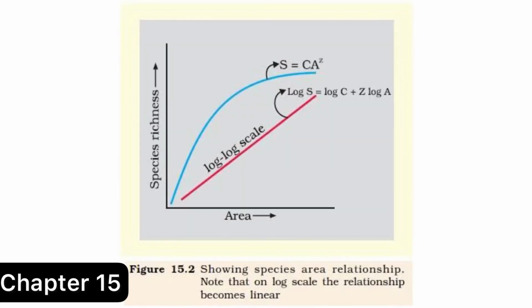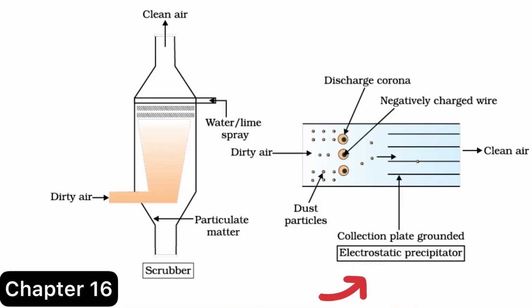Chapter number 15, Biodiversity and Conservation. Here, showing the species area relationship graph is important. Chapter number 16, that's the last chapter in the NCERT syllabus of class 12. Here only one diagram is important, that is electrostatic precipitator, which you can see on the screen.